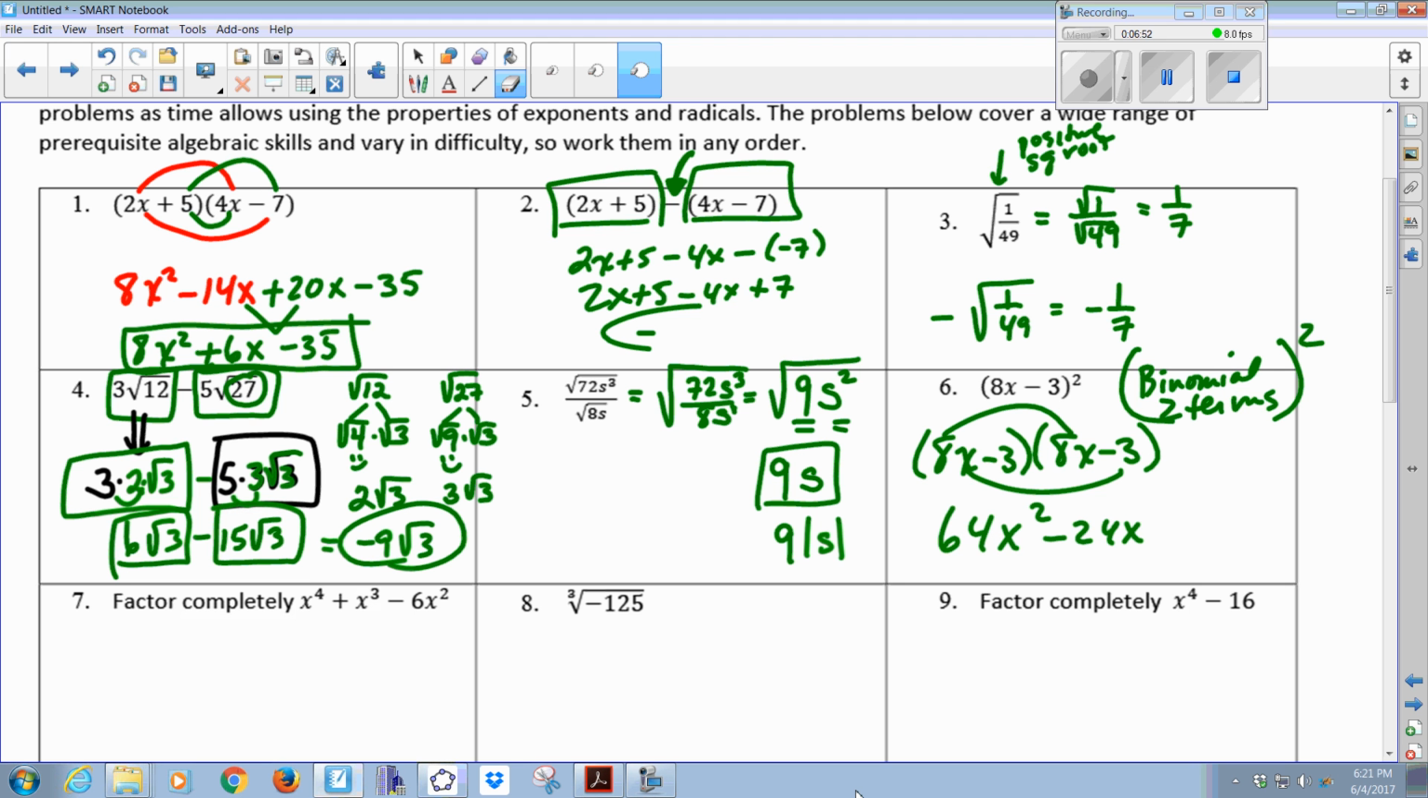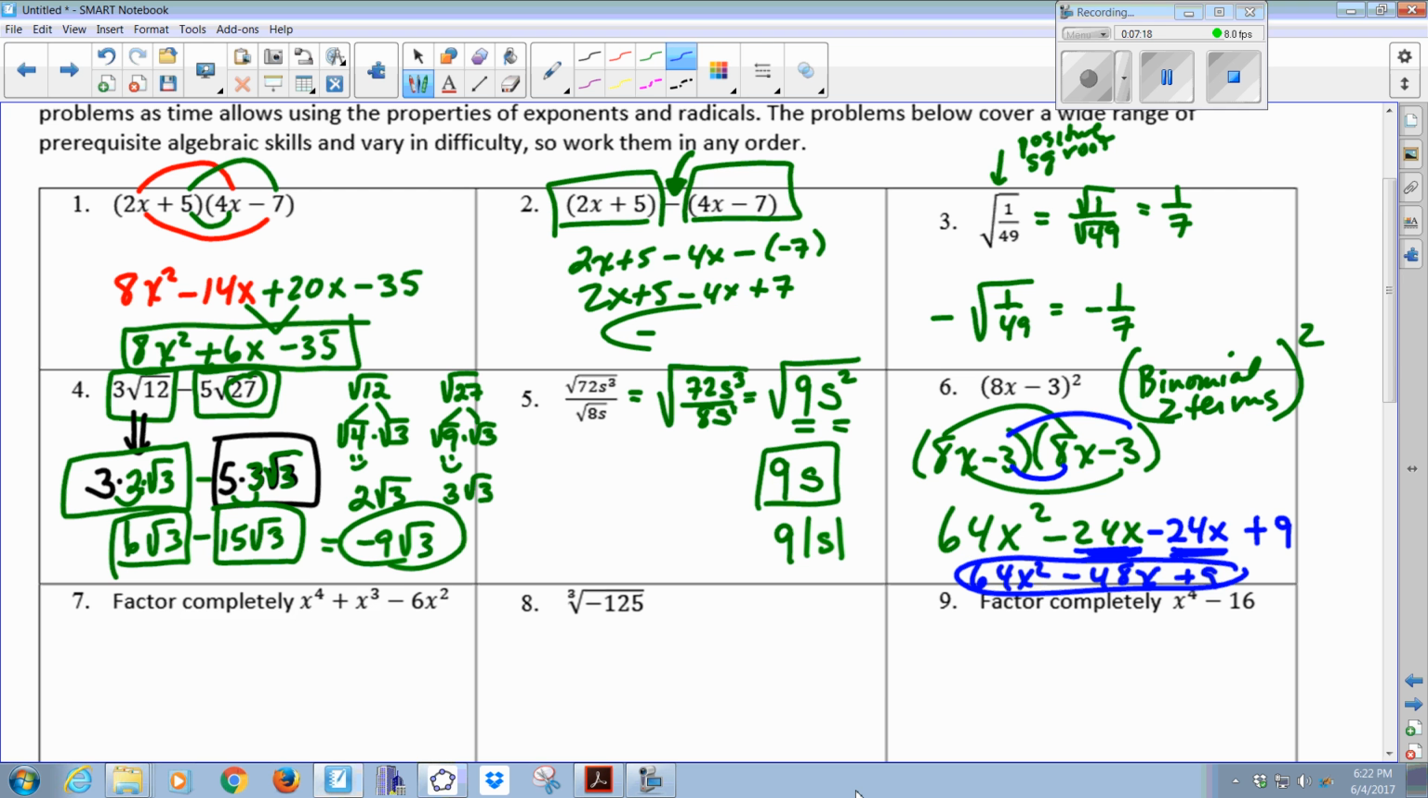Notice, because these two factors are identical, when we now take the second term times 8x, we get an identical term to the second term right here. These are always going to be identical, and negative 3 times negative 3 is 9. So when we simplify, we add these two terms, we get minus 48x plus 9. Here's our answer.